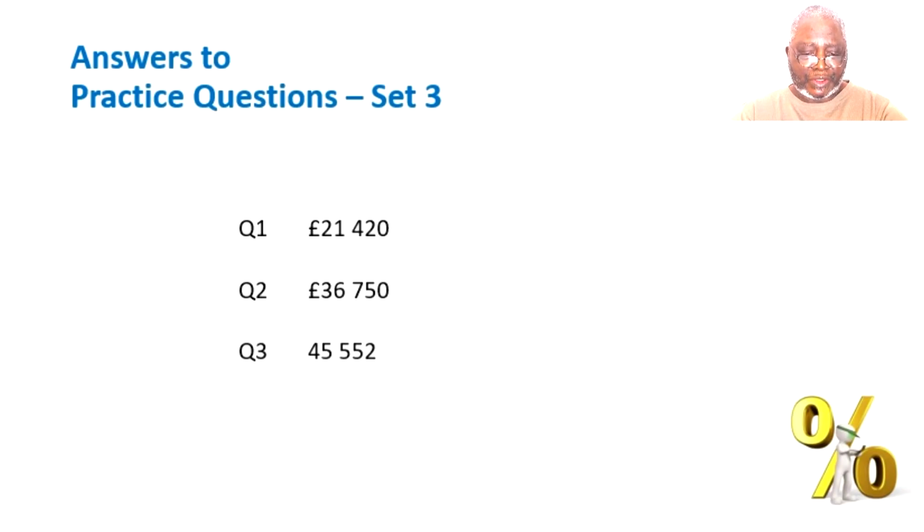Question 1, 21,420. Question 2, answer 36,750. And question 3, answer 45,552. That is orders. Remember, I told you at the beginning that when you're doing these type of calculations, money will pop into your head, but not all the time. Question 3 is about quantity, it's about numbers, statistics.